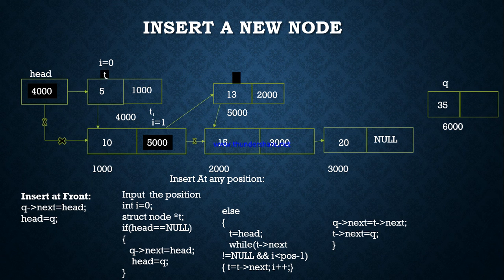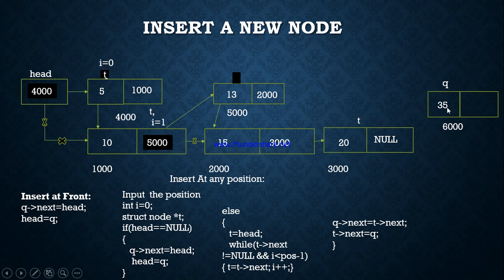So what will be the logic? The same rule will apply. In the same way, the T value will come to this position. First the T value is here, and in the same way we will traverse T until it comes to the position 3000. At that time what will be the logic? While T of next not equal to null, but here T of next equals null, so this condition is false.